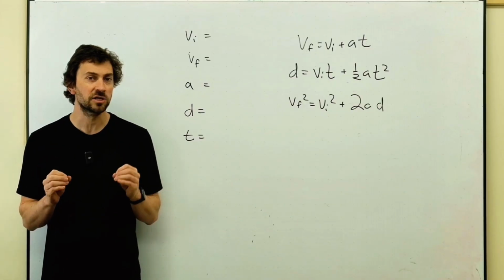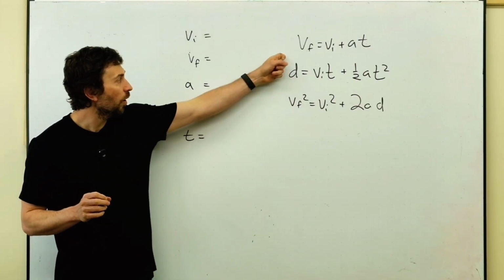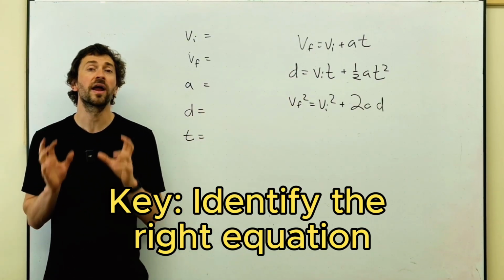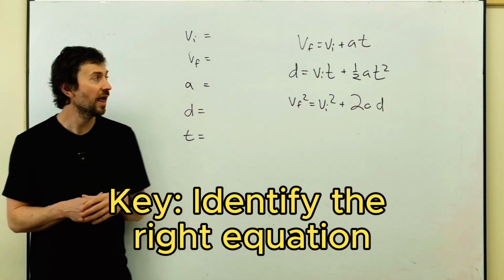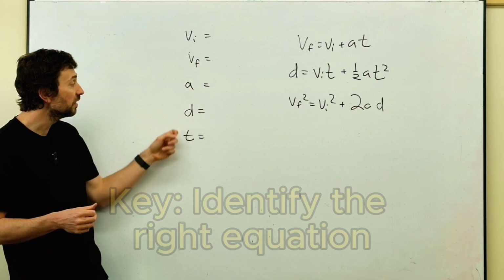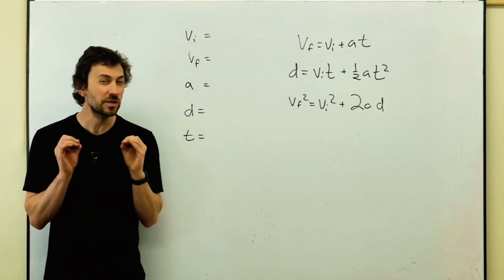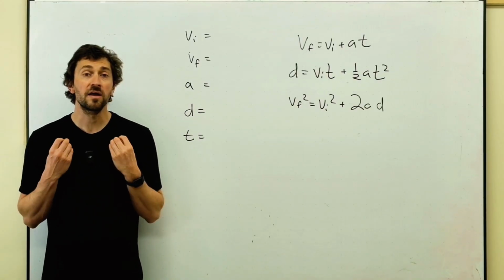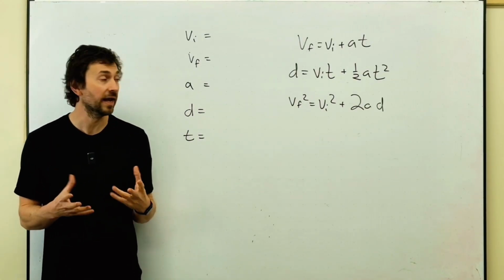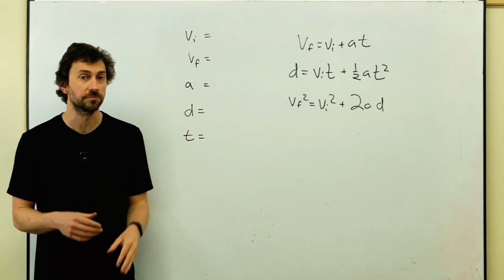So the key thing is we need to identify what the right equation is for every kinematics question, and listing out what they've given to us and the thing we don't care about in particular, for me, is the most helpful way to identify the right equation.